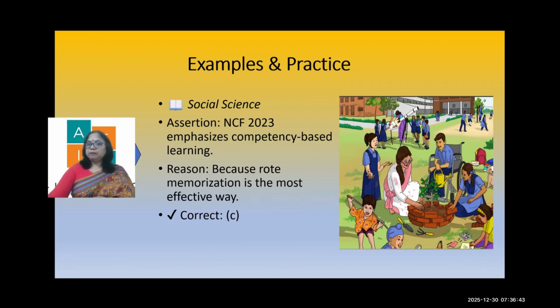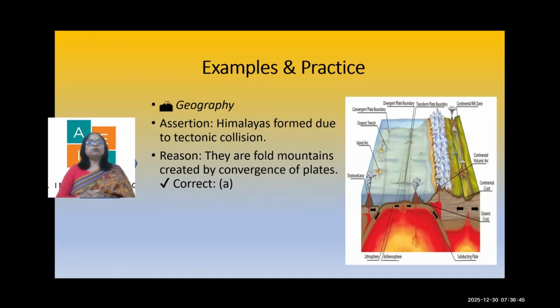So please take care. Now, talking about the next example, which is again from geography, the assertion says the Himalayas were formed due to tectonic collision. The reason given here is they are fold mountains created by convergence of plates. And here the correct answer is A. That means the assertion is true, the reason is true, and the reason completely explains the assertion.